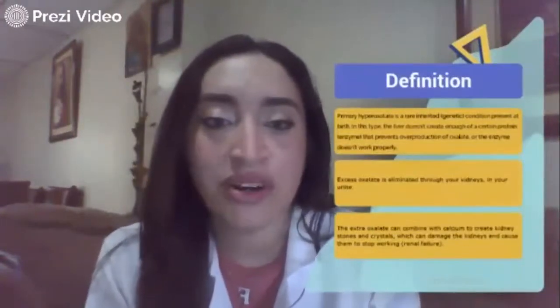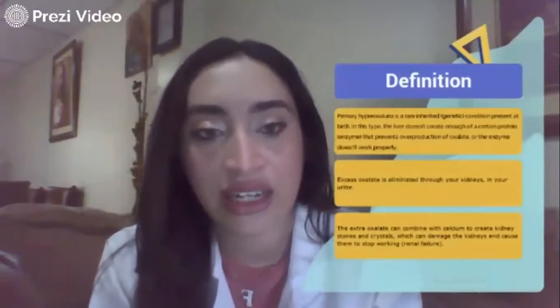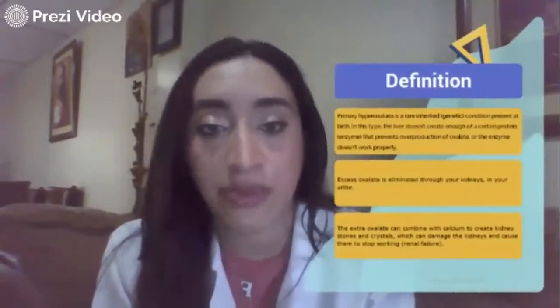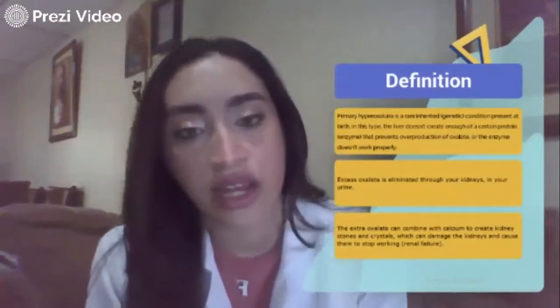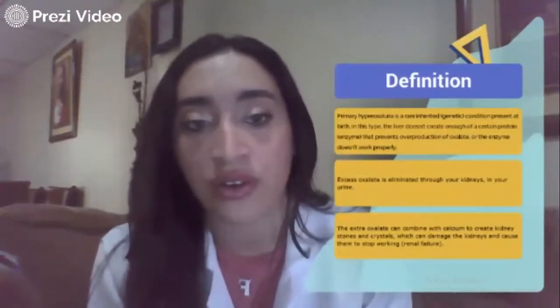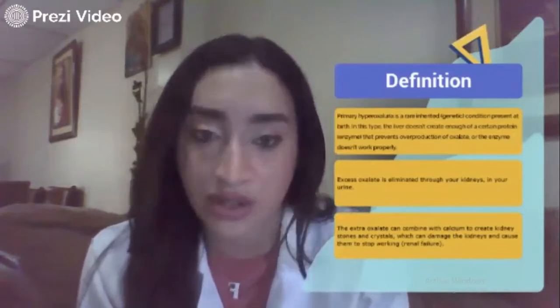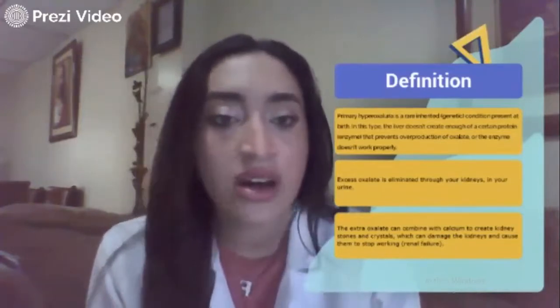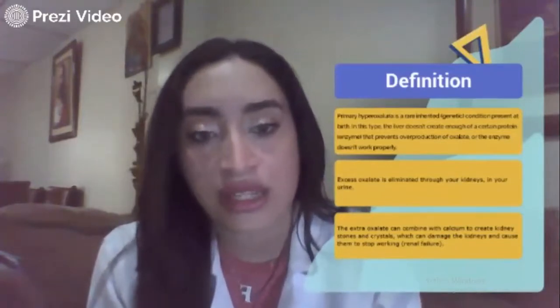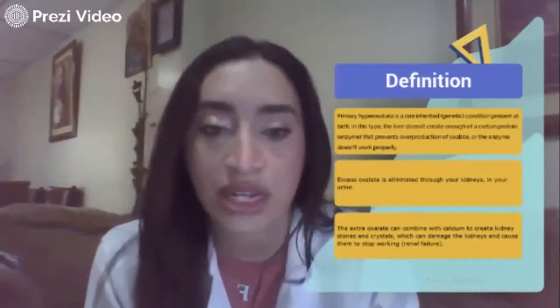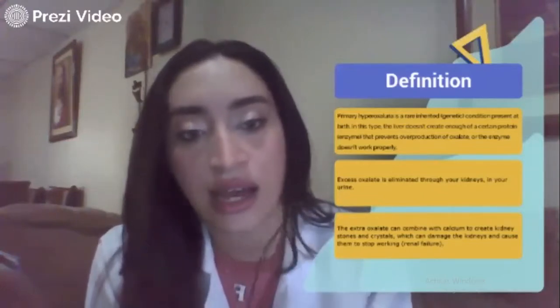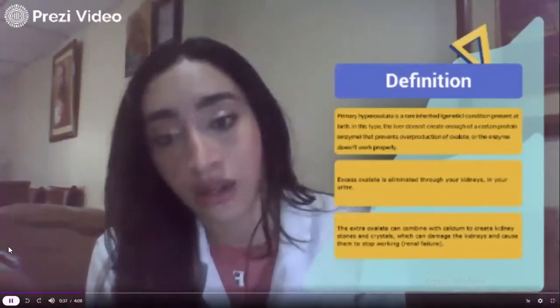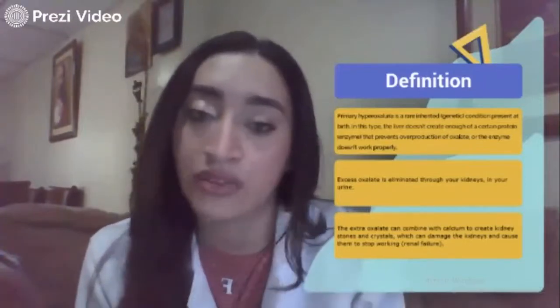Definition. Primary hyperoxaluria is a rare inherited genetic condition present at birth. In this type, the liver doesn't create enough of certain proteins or enzymes that prevent overproduction of oxalate, or the enzyme doesn't work properly. Excess oxalate is eliminated through your kidneys in your urine. The extra oxalate can combine with calcium to create kidney stones and crystals, which can damage your kidneys and cause them to stop working, causing renal failure.